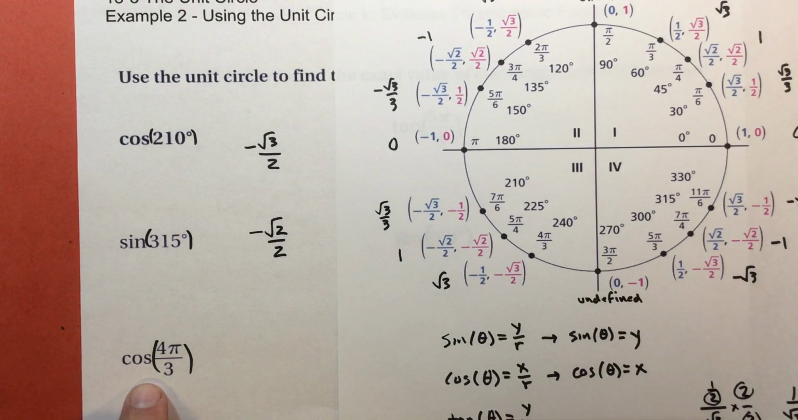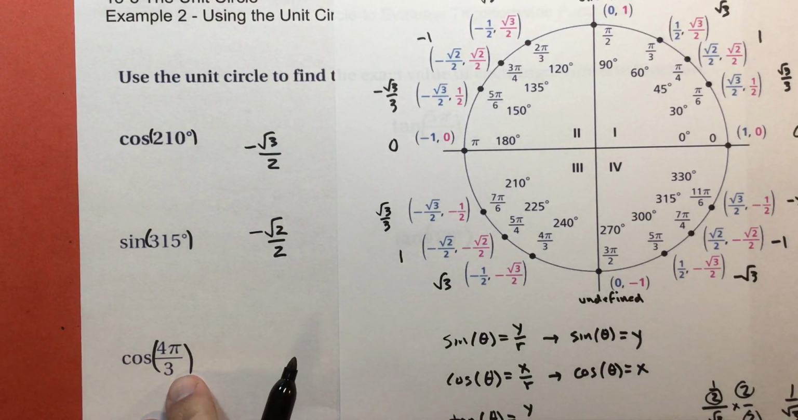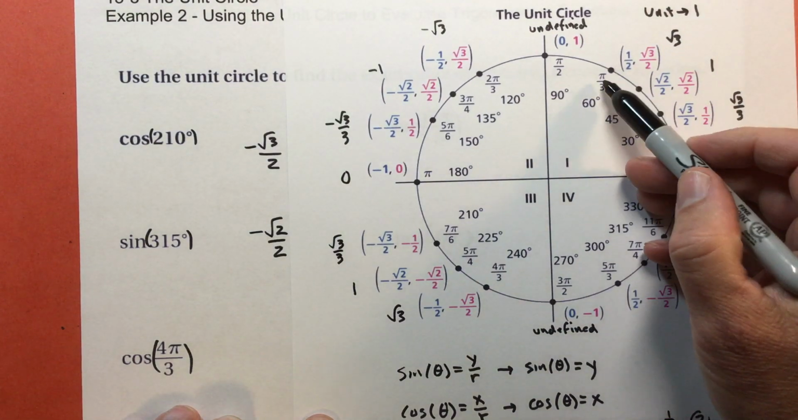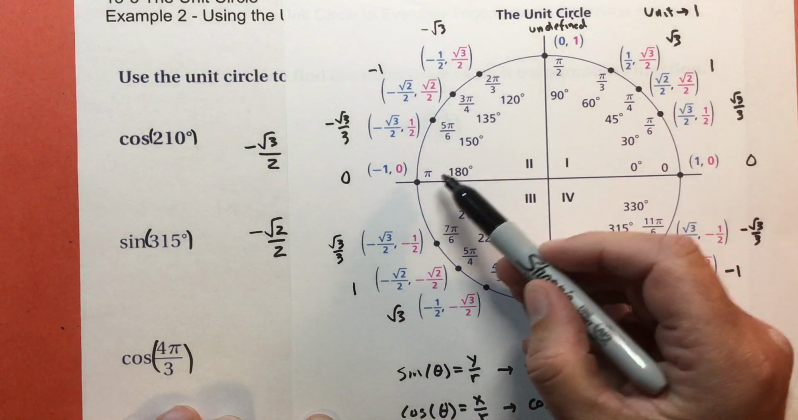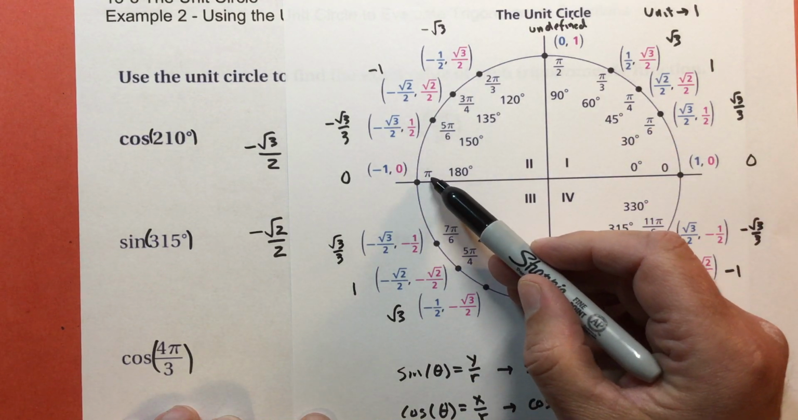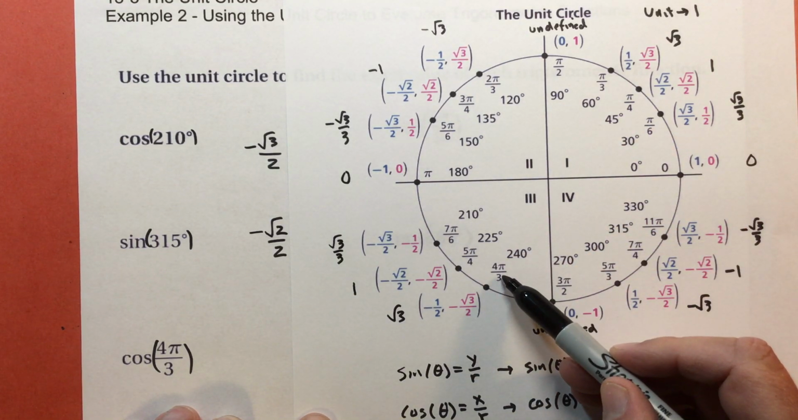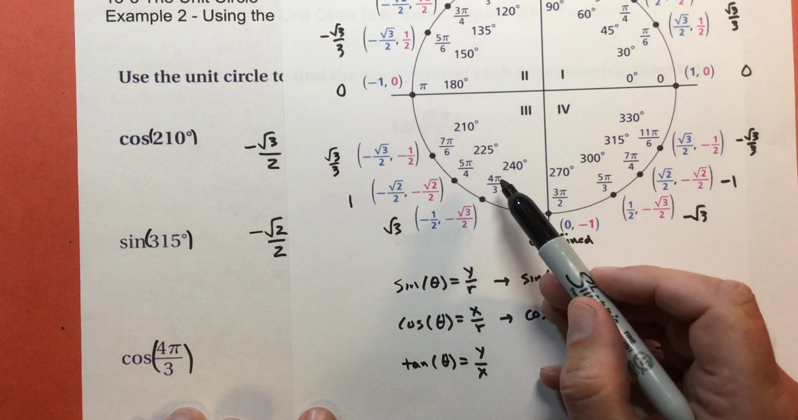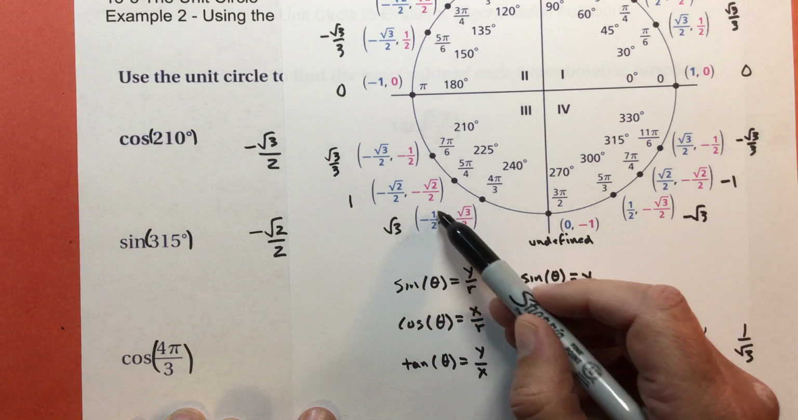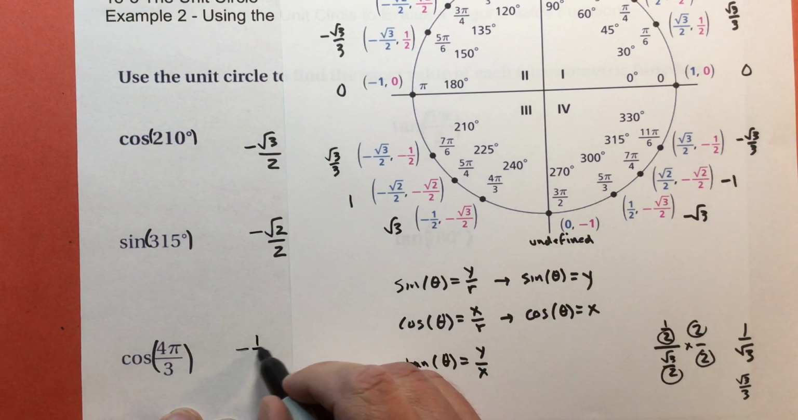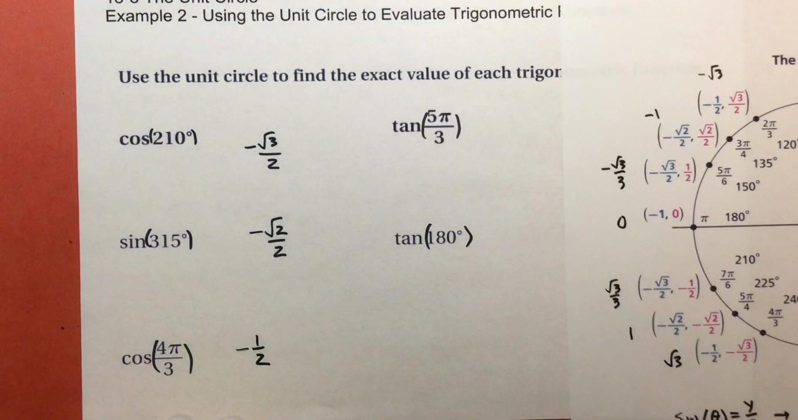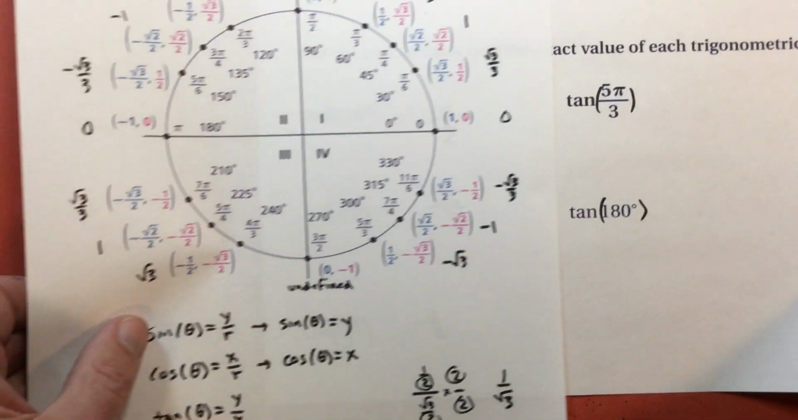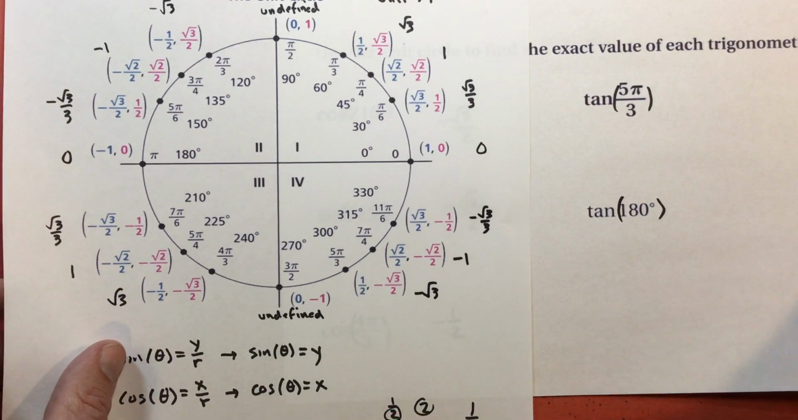This one's in radians. That's not bad. Cosine of 4 pi over 3. Let's find 4 pi over 3. So here's 1 pi over 3, 2 pi over 3, 3 pi over 3 would be pi. 4 pi over 3 is down here. Remember that cosine is the x value. So the cosine of 4 pi over 3 is the x value right here, which is negative 1/2. Let me rearrange this where I can get everything in the screen again. Hopefully you guys can see this. I know it's awkward.